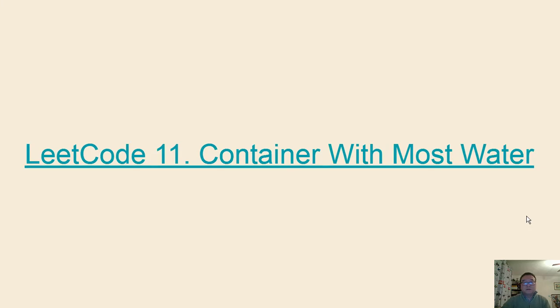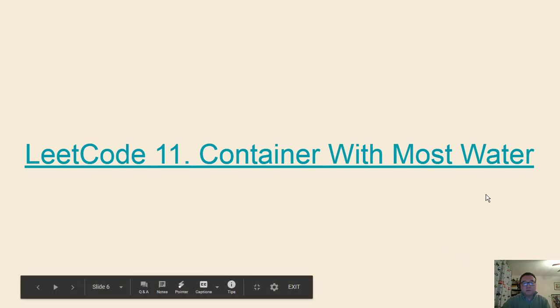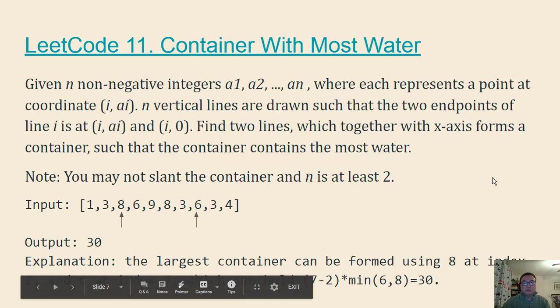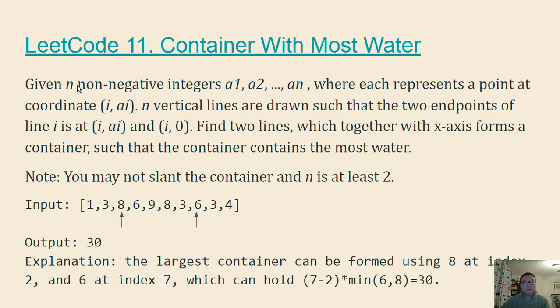Now let's look at another example problem using 2 pointers. This is a LeetCode problem called the container with most water. So we are given n non-negative integers, a1 through an, and they represent, I think it's better to view them as n vertical lines of height a1 to an, and their positions are from 1 to n.